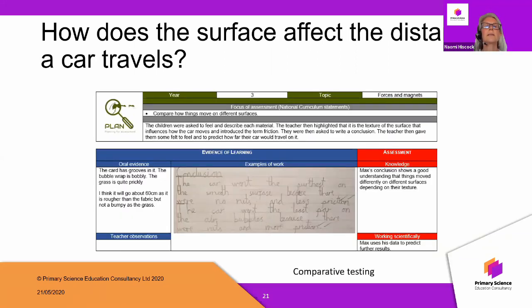So here he's using a car on different ramps.